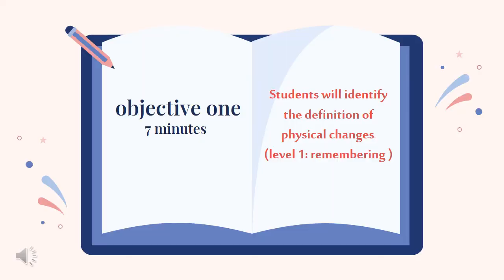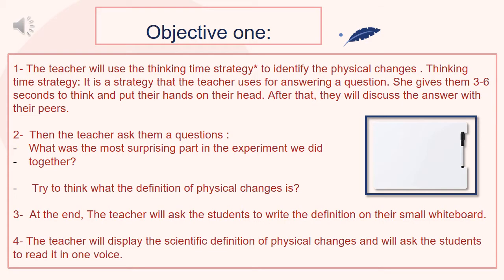Then the teacher will move to explain the first objective, which is that students will identify the definition of physical change. This objective is at the first level of Bloom's taxonomy, which is remembering. It will take 7 minutes of the class time. In this objective, the teacher will use the questioning strategy as well as the thinking time strategy to identify the physical change.